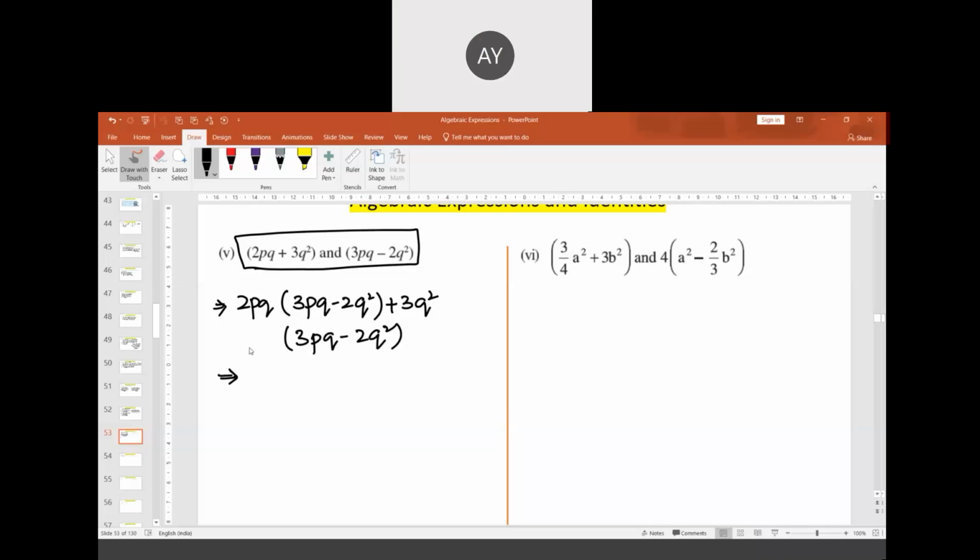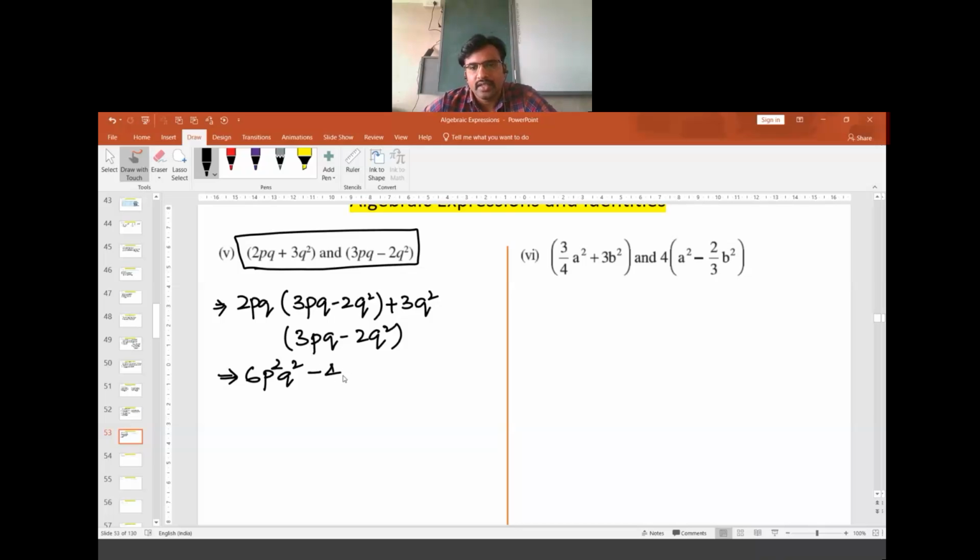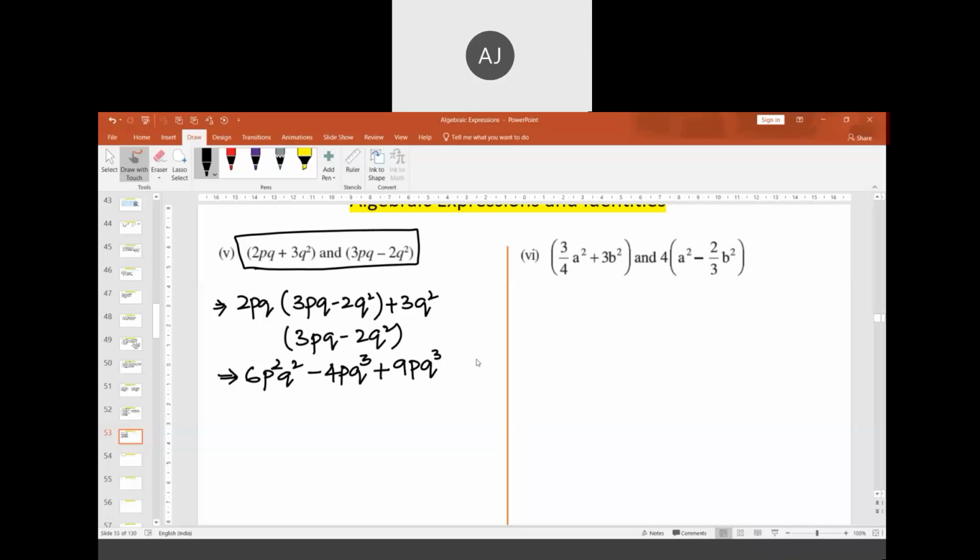Now to multiply this, I'll multiply 6p square q square, then minus 4pq cube. Plus 9pq cube, minus 6q to the power 4.